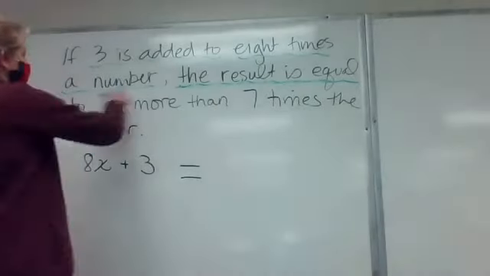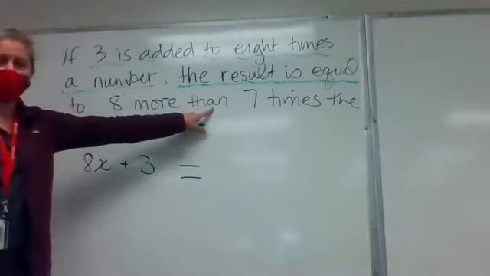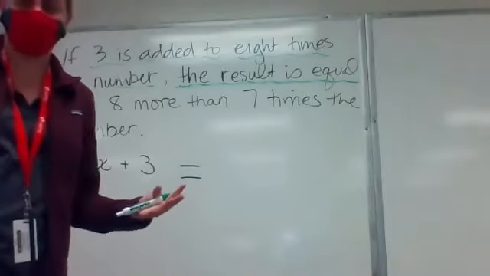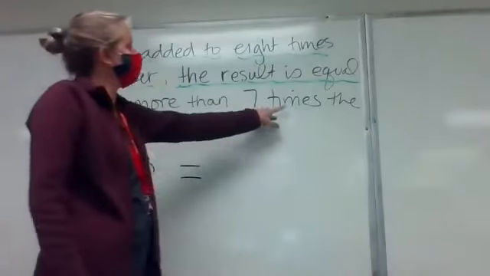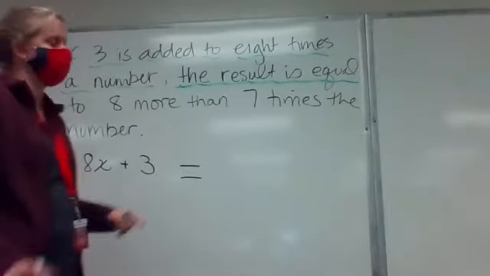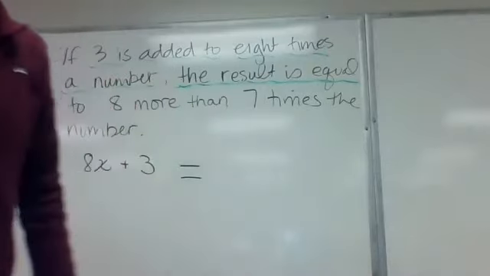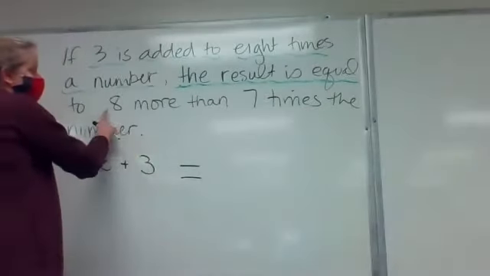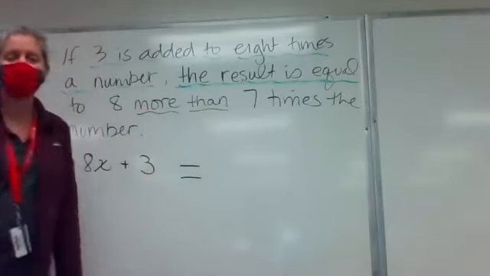So let's see, there's my equal sign. Behind it, I'm going to have 8 more than. So again, now I'm going to add 8 to something, right? More than means add it to it. So 8 more than 7 times the number. Again, what is the number? That's your x. So on the back side, I need to do 7 times the number and then add 8 to it, right? That's what the more than means, is add 8 to it.